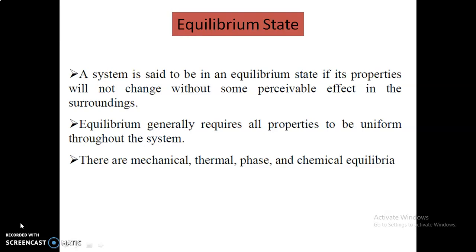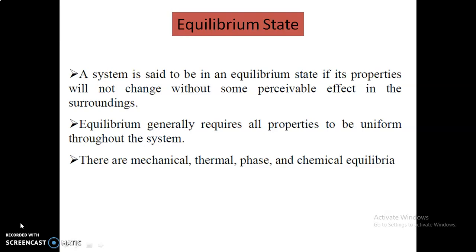Equilibrium generally requires all properties to be uniform throughout the system. That means all the properties within that system are uniform throughout the system. There is no change as per the change in the surroundings. There are mechanical, thermal, phase and chemical equilibrium. We say a thermodynamic system is in equilibrium when it is simultaneously in mechanical, thermal, phase and chemical equilibrium.